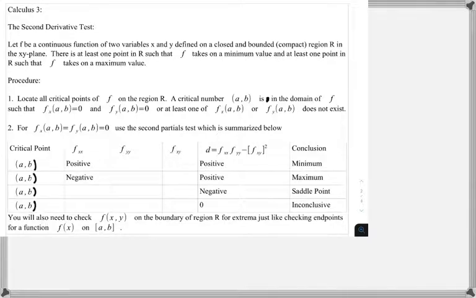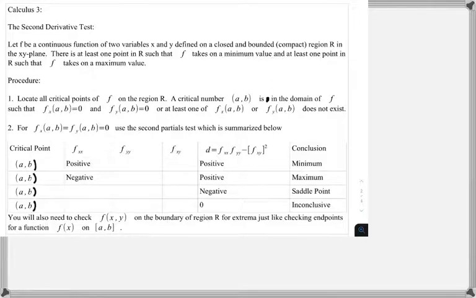So you have the second partial with respect to x, the second partial with respect to y, the mixed partial, and then we have this thing called D, which is equal to the product of the second partial of x with the second partial of y minus the square of the mixed partial. So if the second partial is positive at (a, b) and D is positive, then you can think of that as your second derivative being positive at a critical number, so you have a minimum. If your second partial is negative and D is positive, then you're going to have a maximum.